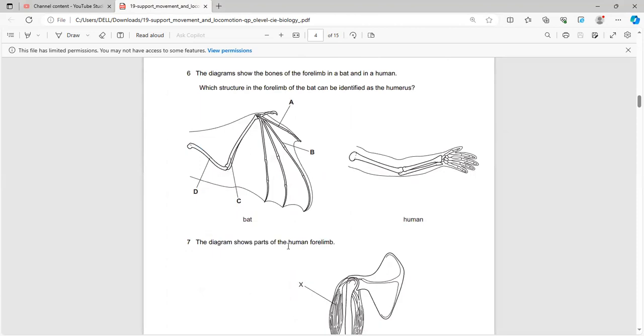Now, in question number six, they've asked which structure in the forelimb can be identified as the humerus. Now you need to note the characteristic property of the humerus. The humerus is the longest bone in the arm, and the radius and the ulna are shorter than it. So as you can see, which is the longest of these all? I think option C, you can see over here that C is the longest bone.